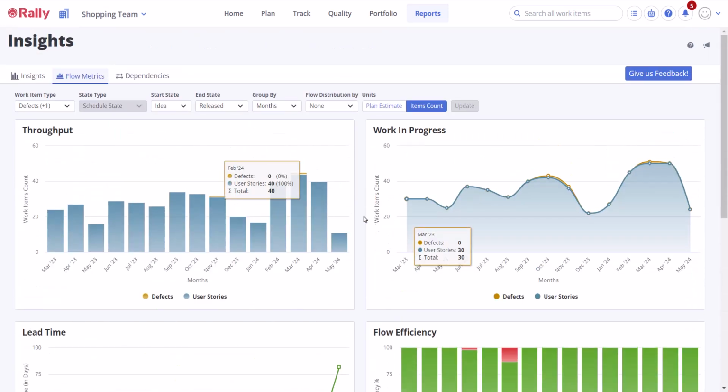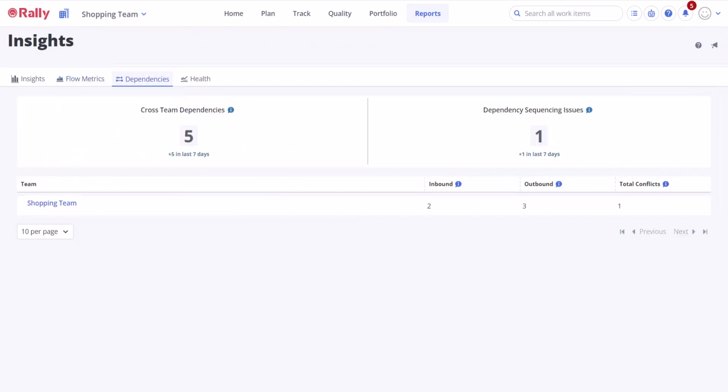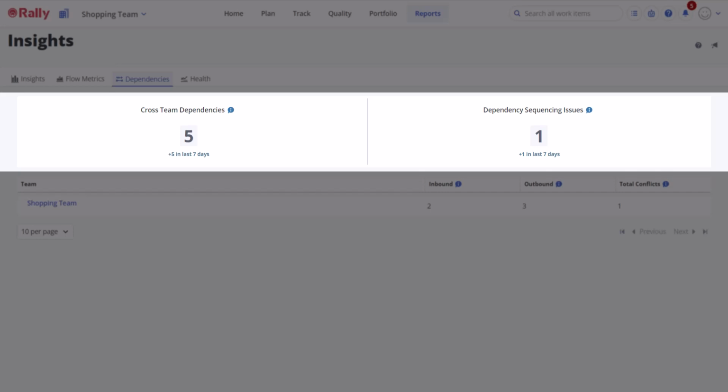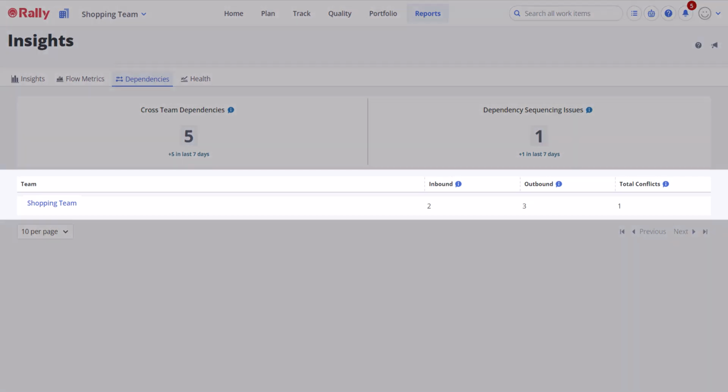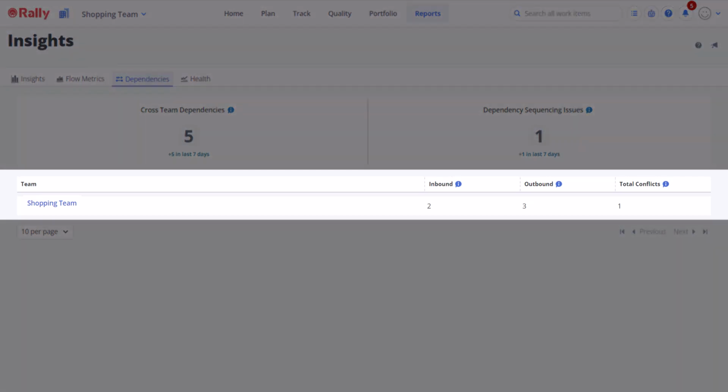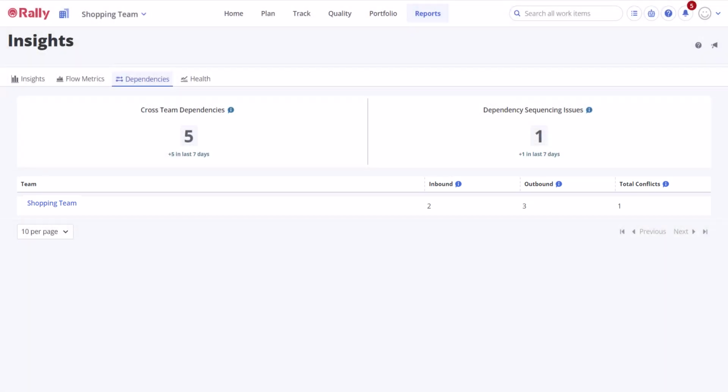The Dependencies tab on the Insights page helps to identify the defined cross-team dependencies for the selected team or project. The widgets at the top of this page provide quick access to summary information about your cross-team dependencies. The list at the bottom of the page shows the number of user stories and portfolio items that are owned by other teams and are defined as predecessors or inbound and successors or outbound.